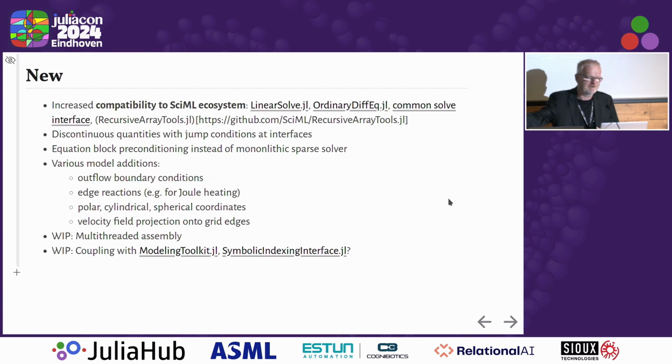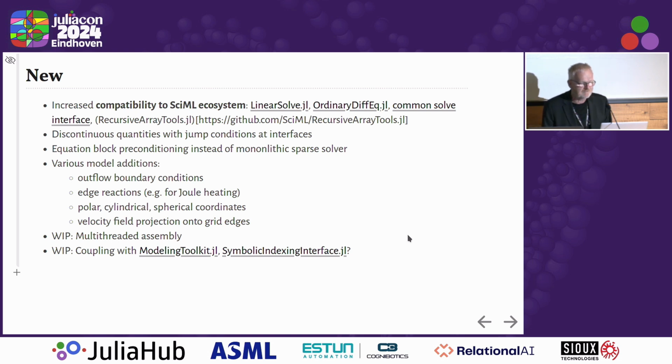Okay, so what's new? Basically, I worked on this since 2020. I really learned step by step things from the SciML ecosystem, and I tried to make my package compatible to this, like using LinearSolve, the CommonSolve interface, OrdinaryDiffEq.jl, you have seen this. I'm also using RecursiveArrayTools.jl, so okay, sorry for the wrong markdown syntax here. I can have now discontinuous quantities with jump conditions at interfaces. I'm just working on preconditioning, like equation block preconditioning for these coupled systems. Some various model additions like outflow boundary conditions, edge reactions, different coordinate systems, velocity field projections.